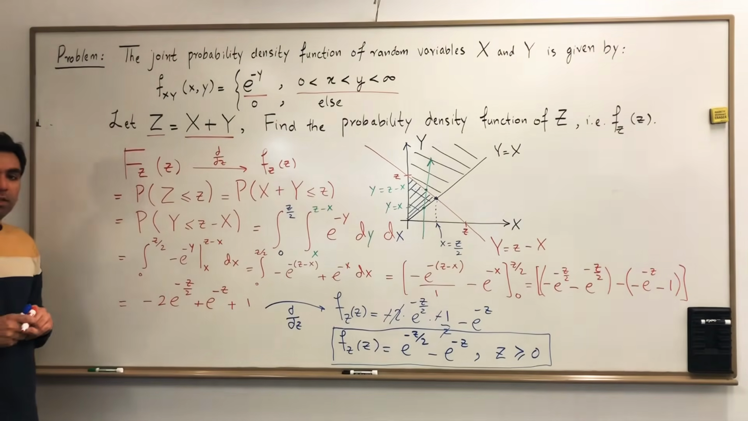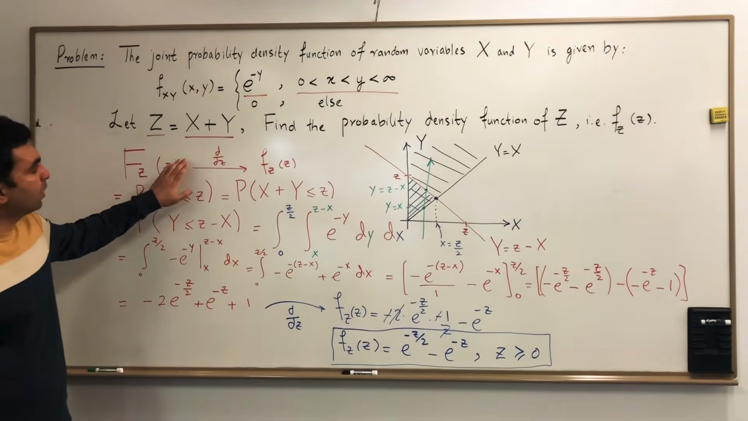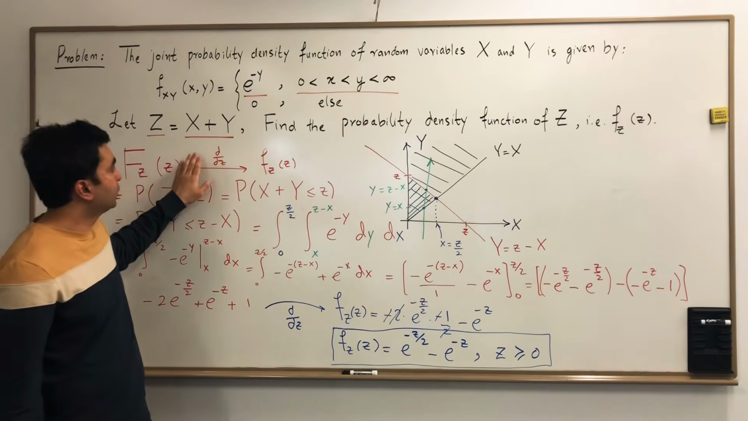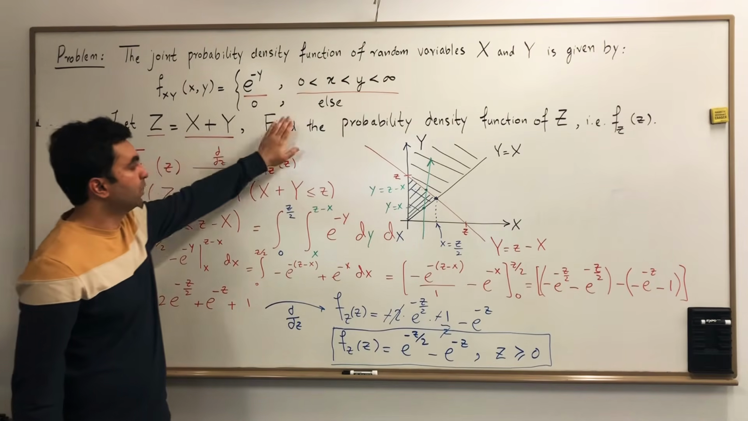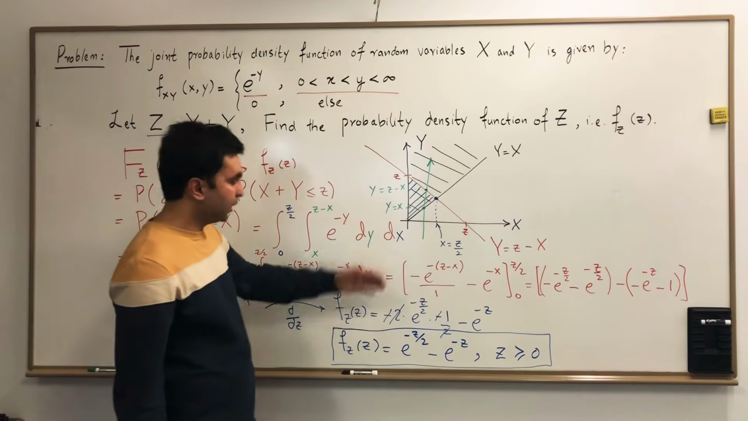So that's how we obtain the density of z when z is x plus y under the situation where the joint density function is defined over a constrained region of x and y.